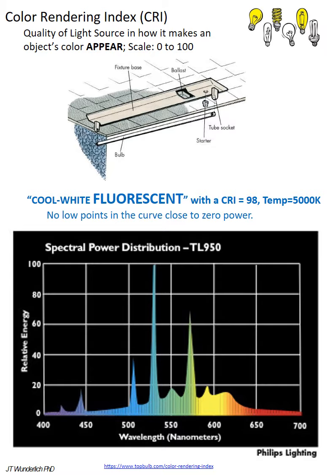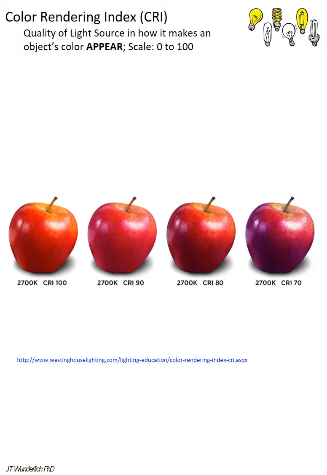I don't care for the fluorescent lighting myself, both the color rendering and the flicker, and it's not true sunlight. So here's what the color rendering index will do for you. You can see 100 on the left, and then a lower one, 70, on the right, all with the same 2700 Kelvin temperature lighting source. You need to specify that as well.